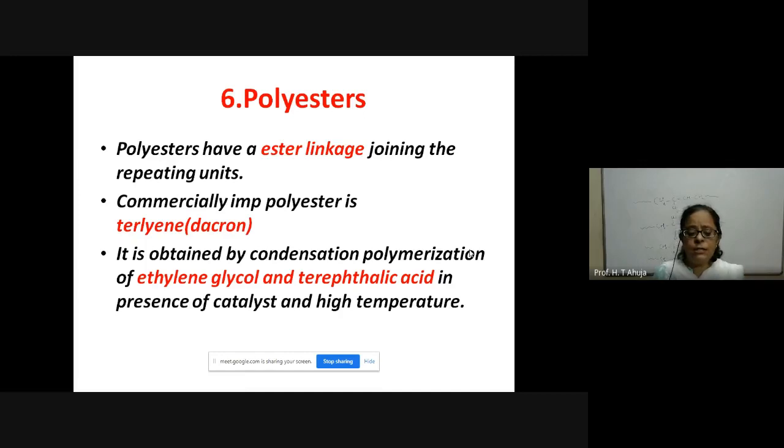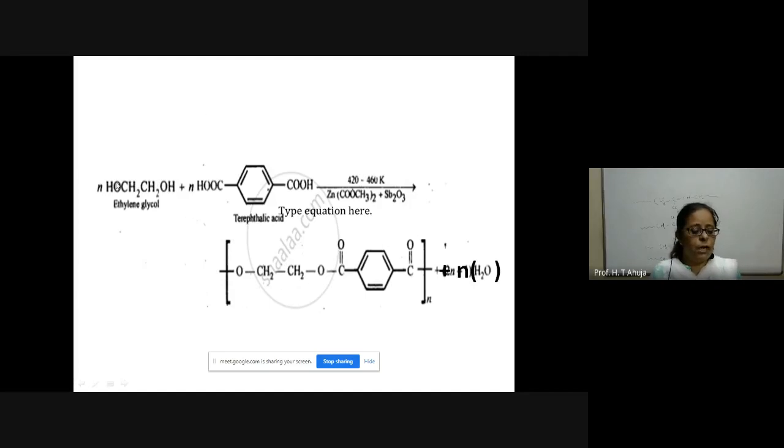Now, how is this polyester obtained? It is obtained by condensation polymerization of ethylene glycol and terephthalic acid, in the presence of a catalyst and high temperature. Now, let's see how exactly this is taking place. See over here, I have shown you the structure of ethylene glycol, where two alcohol groups are present. The particular compound is called glycol. So this is ethylene glycol, as two carbons are there. And this monomer is called terephthalic acid.